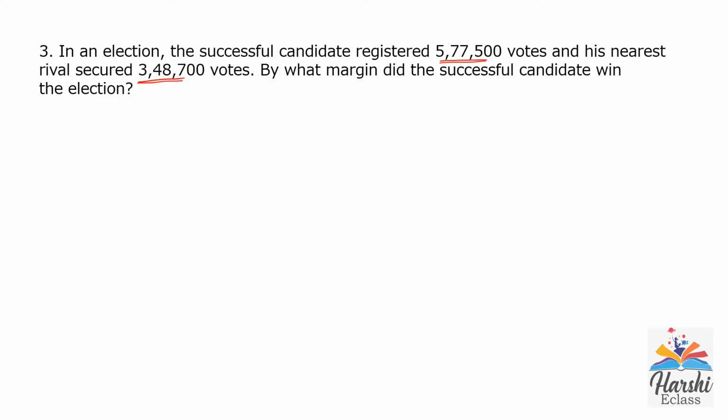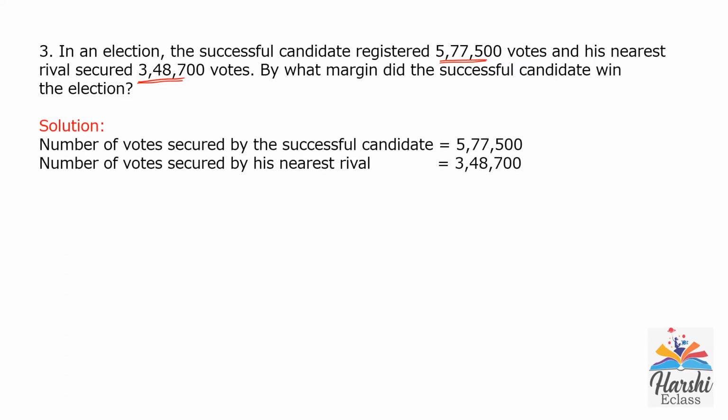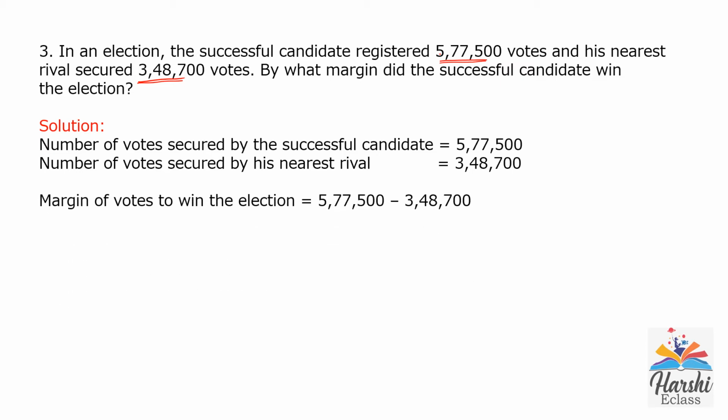So, let's start writing the statements. Solution. Number of votes secured by the successful candidate, that is 5,77,500. After that, number of votes secured by his nearest rival, that is 3,48,700. By what margin did the successful candidate win the election? For that, we will do subtraction. Margin of votes to win the election, that is equal to 5,77,500 minus 3,48,700. Do the subtraction now.